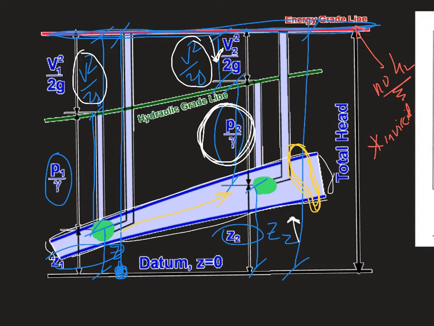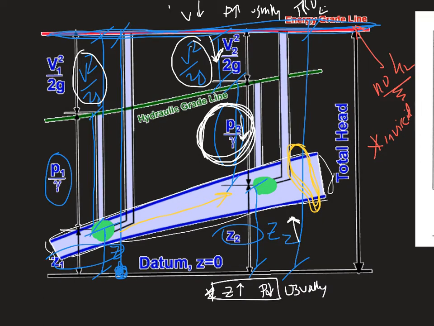In this case, the P on gamma decreased. It went down. You might say to yourself, why did it go down? The velocity went down, so the P on gamma should go up, right? Usually, if the velocity goes down, the pressure goes up, and that's true. But down here we have the opposite effect: if the Z goes up, then the pressure goes down, also usually.